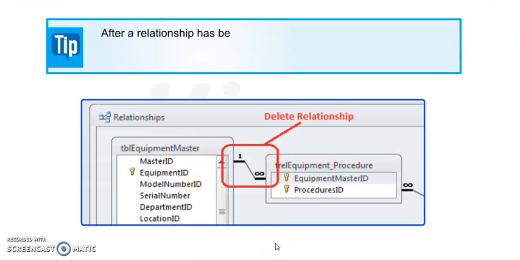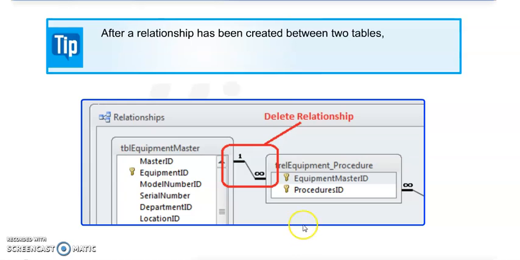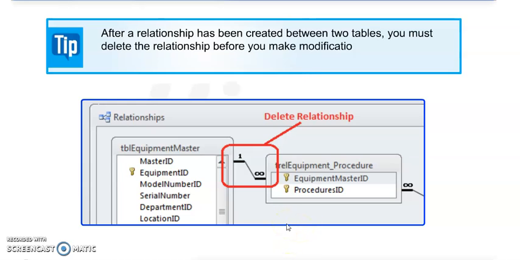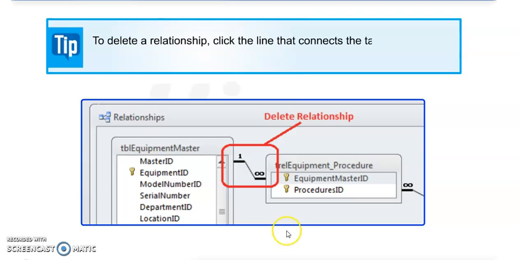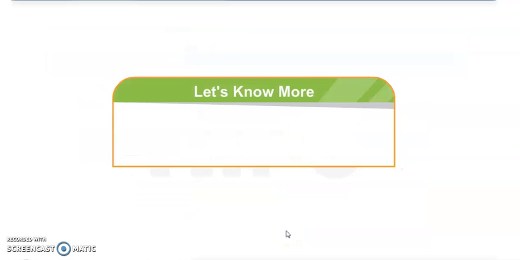Now there is another tip for you. After a relationship has been created between two tables, you must delete the relationship before you make a modification to the field on which the relationship is based. To delete a relationship, click the line that connects the tables and press the delete key. Now there is another point, let's know more.